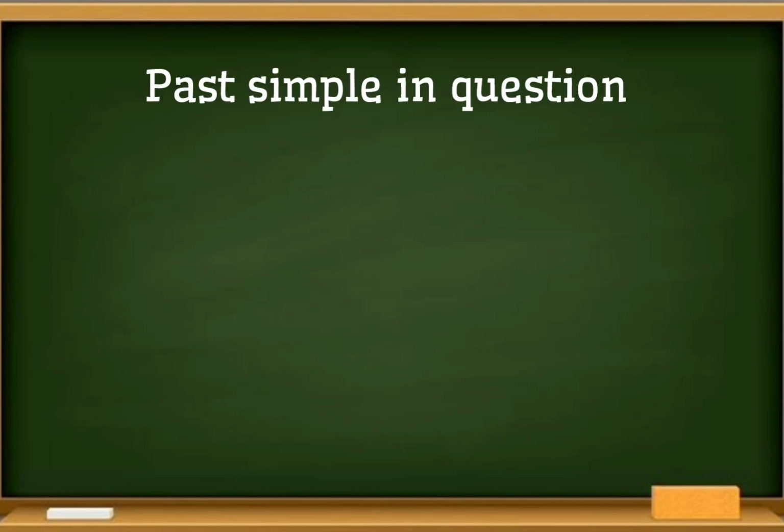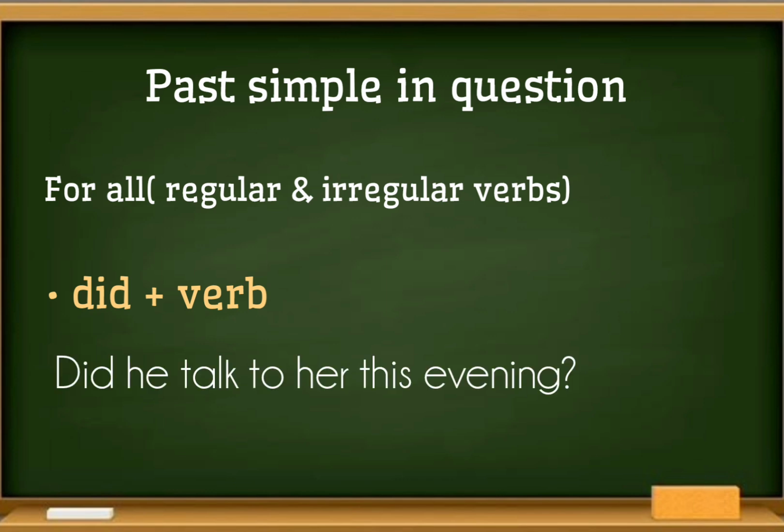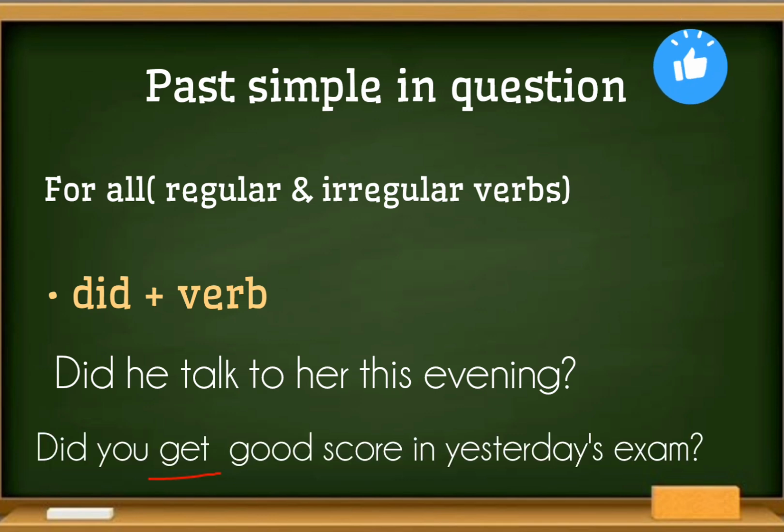And now look at how to form past simple in questions. For all regular and irregular verbs, we need the auxiliary's second form, which is did here, because it's a past tense, and then the verb infinitive form. For example, did he talk to her this evening? Did you get a good score in yesterday's exam?